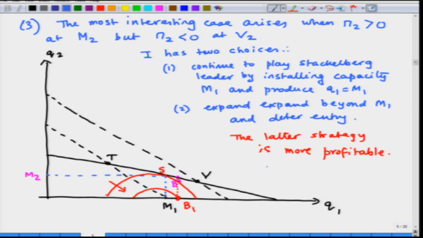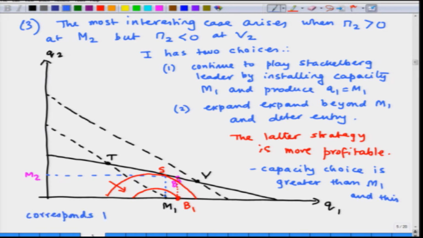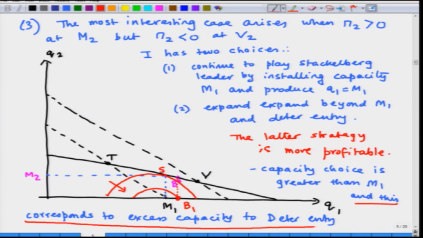So, essentially the main lesson here is that the capacity choice is greater than M1, and this corresponds to the case of excess capacity to deter entry, right. This corresponds to excess capacity to deter entry. So, that is a key takeaway here, right.